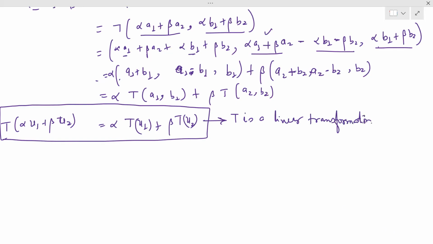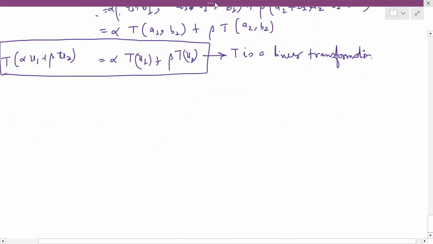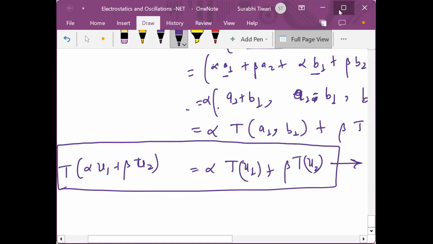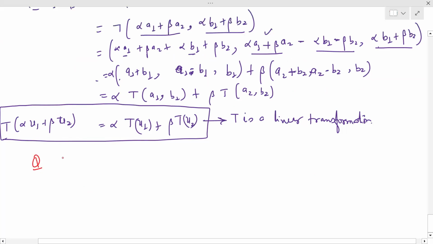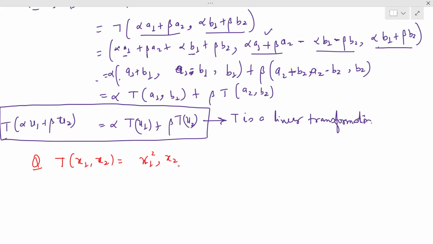Okay, now let us say I take one more example so that you'll be able to understand what is a linear transformation and what is not. So I'll take one more example. So here it is. I think you'll be able to understand what I want to say. So T of x1 comma x2 is equal to what? It is equal to x1 square comma x2. This is x1 square comma x2, and this is again a transformation from R square to R square.